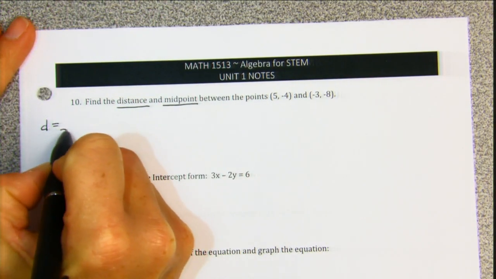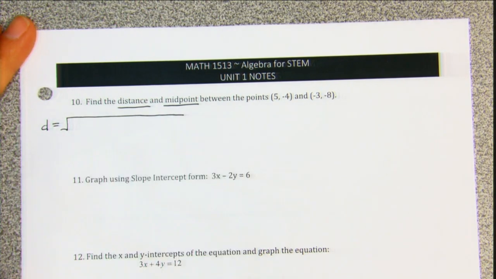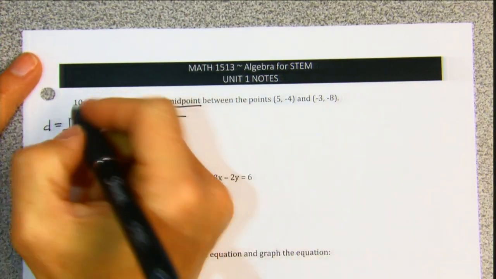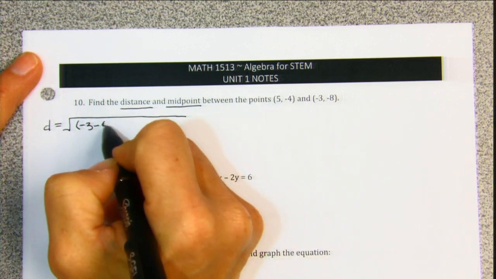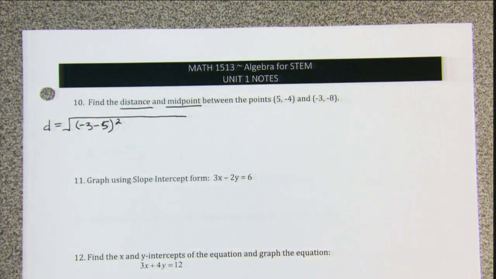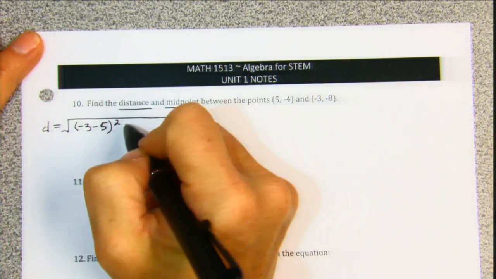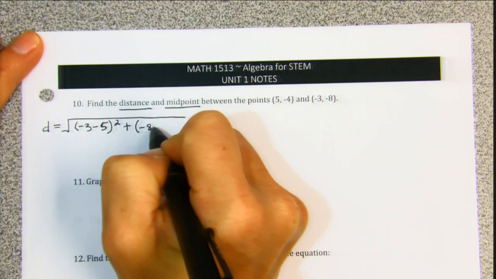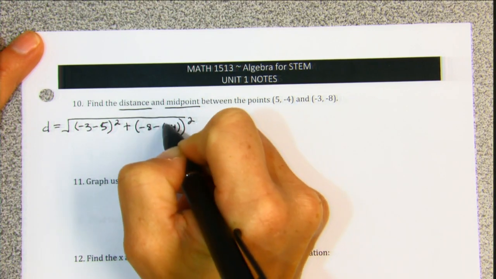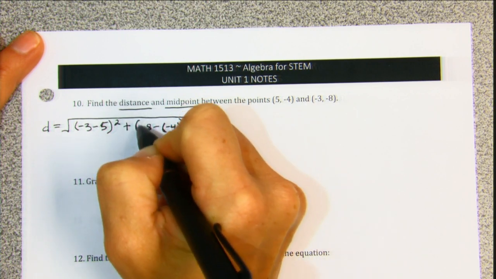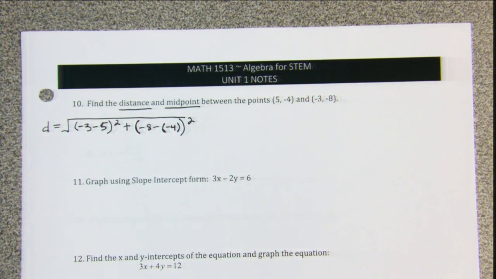So my distance equals the square root of, and I kind of have a long line, just a couple things happening. My second x, which is -3, minus my first x, which is 5, squared, plus my second y, which is -8, minus my first y, which is -4, squared. So you see two parentheses there, but that's because I'm trying to separate that -4 from that minus sign for just a second.